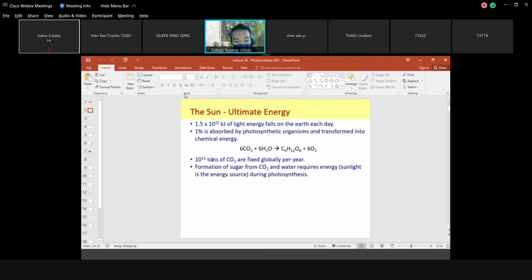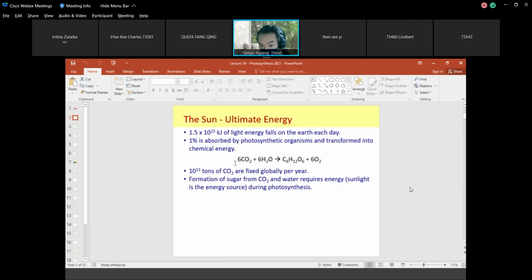Okay, so there are basically about 10 to the power 11 tons of carbon dioxide fixed globally every year, but this figure will definitely change with more and more trees being cut down. So the amount of carbon fixation tends to show a trend of reduction as more and more plants are being chopped off, which leads to all sorts of environmental problems.